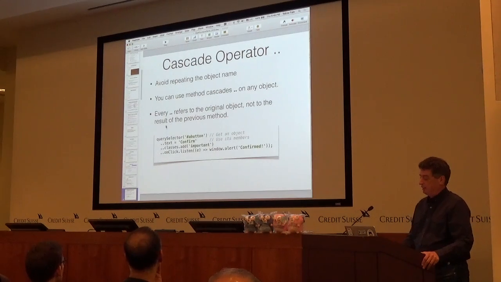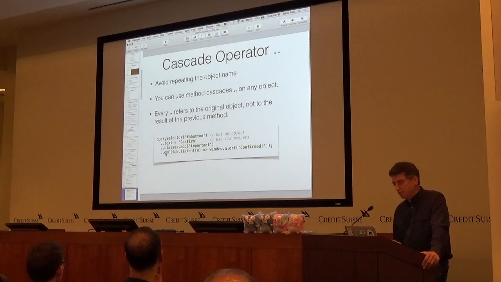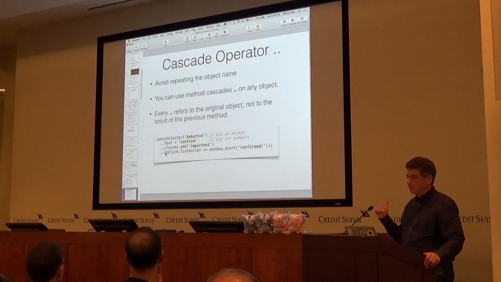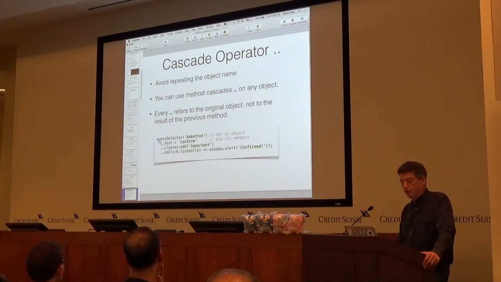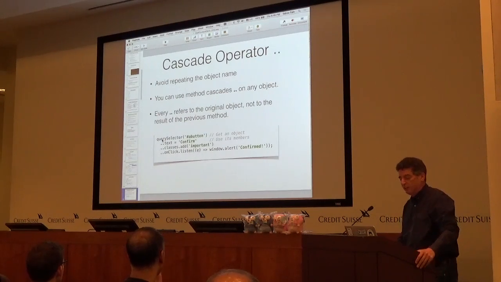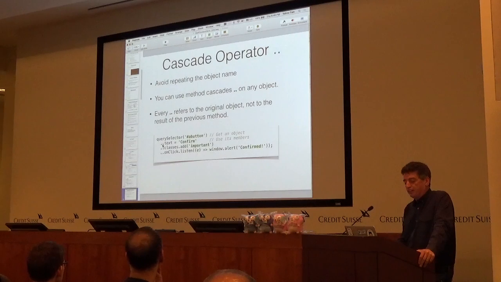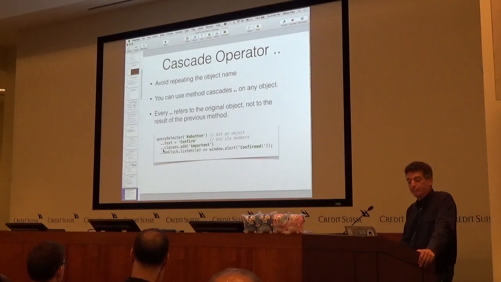Cascade operator. Very simple and nice. Look at this notation. It just saves you from repeating the name of the object. It's not the same as chaining in streams in Java, because in streams, when you chain methods, you assume that the previous method also returns your stream. Not the case in here. This is about the first object that you are referring to. In this case, with query selector, we want to get a reference of the object from the web page, and instead of writing the reference variable to this object, we say dot text. Now we immediately assign something to the text property, and then again we change the CSS of the object. Again, it's to the original object, not to the return of the previous method. And immediately we assign the click event handler, a listener for the click, and whenever a click happens, we want to do something.